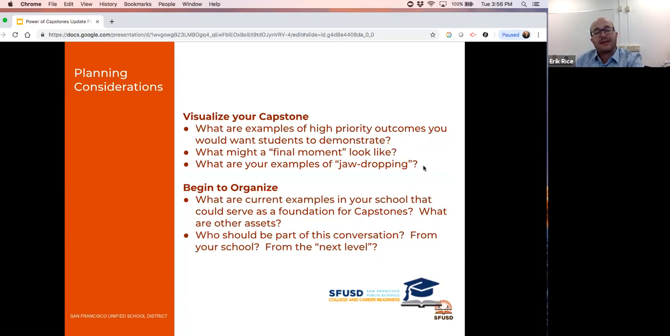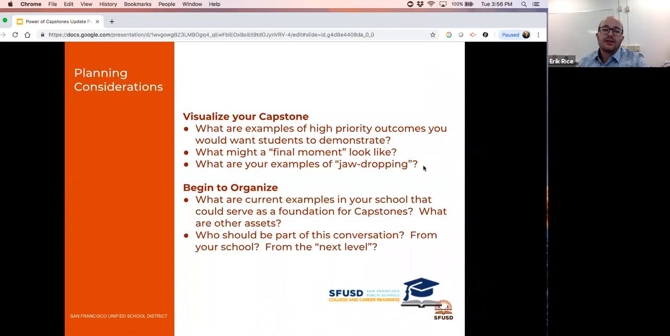Really unpack that, because you might be surprised to find, or maybe not so surprised, but we found that one teacher's definition of jaw dropping is very far from mine or other teachers' definition of jaw dropping. And so we try to create some space to calibrate on that.